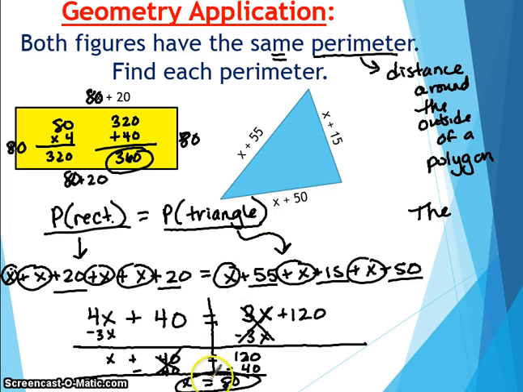We do not need to substitute it back in here because we know it has the same perimeter, but that would be an excellent way for you to double check your work. So the perimeter is 360.